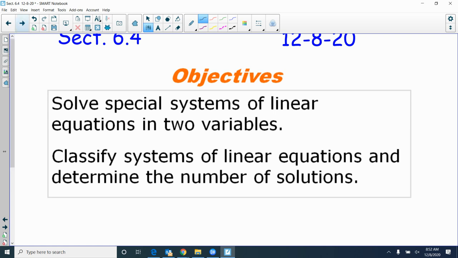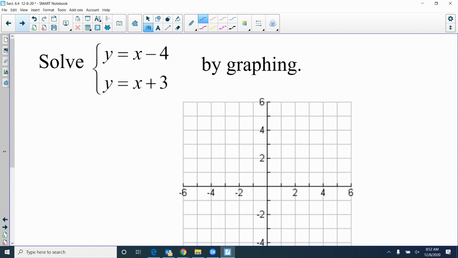So for this first one, now this one's not on your sheet, so just pay attention to this one. It says solve it by graphing. So you have to graph y equals x minus 4. What is the slope of that line? Because you're still going to need to know how to graph on the test.